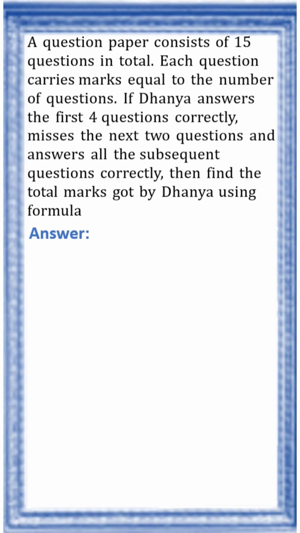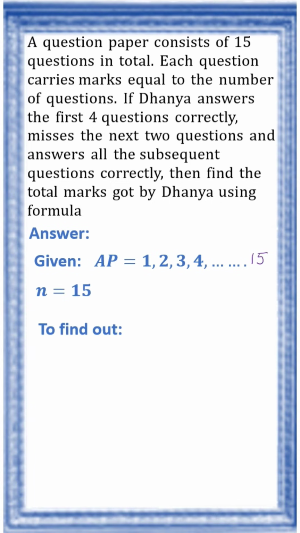Okay. Now let us solve what has been given here. AP. Here first question, second question, third question, fourth question up to 15th question. So the number of terms of the AP is 1 to 15. Here first question carries 1 mark, second question 2 marks, 3 marks, 4 marks. Okay. Here n is 15. To find out the sum of all the terms, total marks.